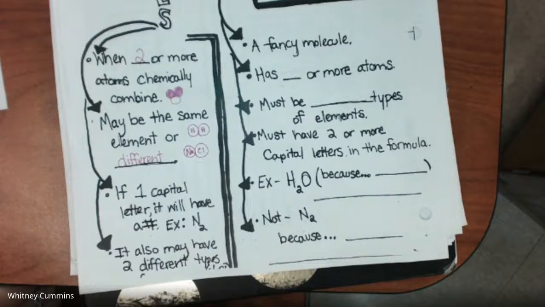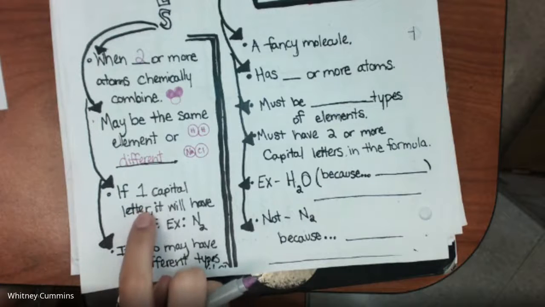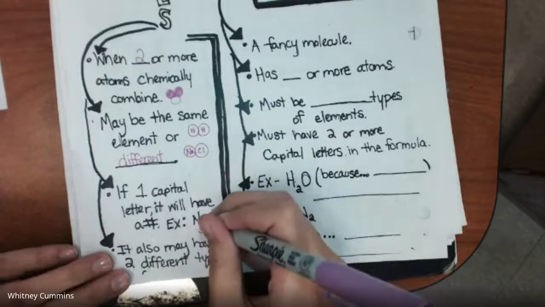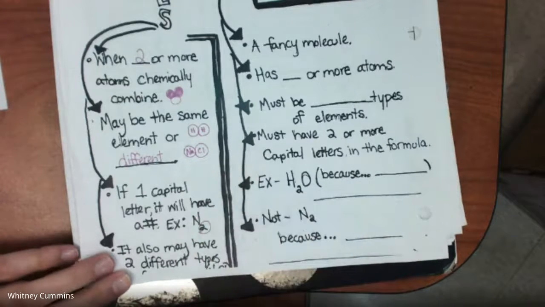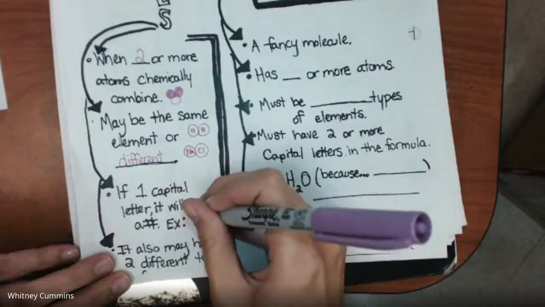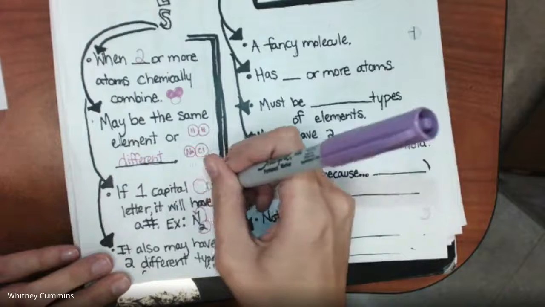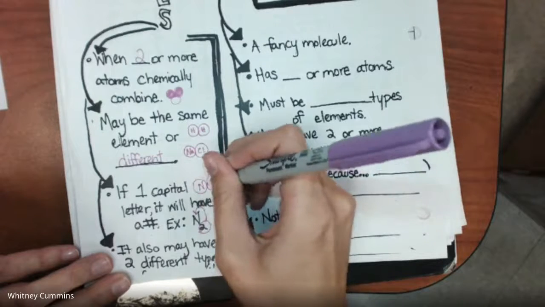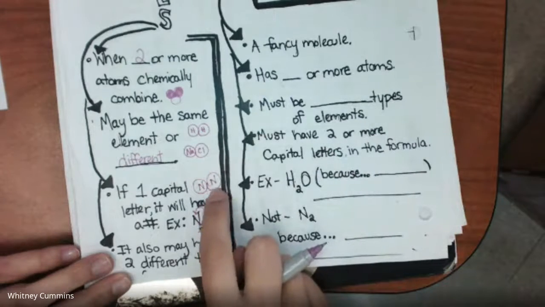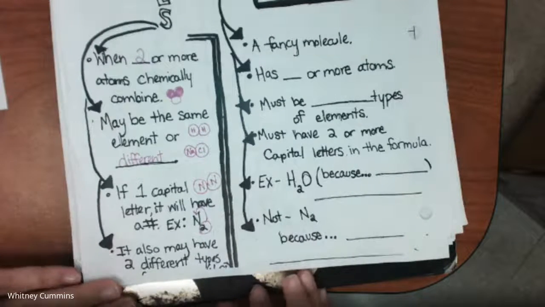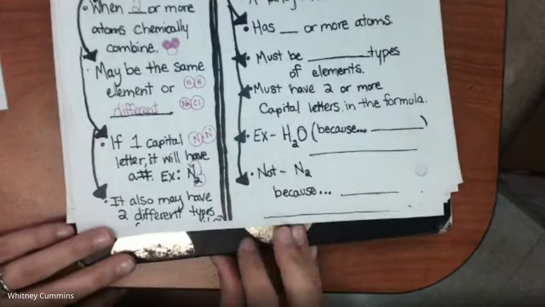All right. So I'm going to show you a few different examples here. If it only has one capital letter like this, where it says N with the number 2, this number 2 tells me how many of this thing right here we have. So this one would look like this right here, two Ns stuck together. It's a molecule.